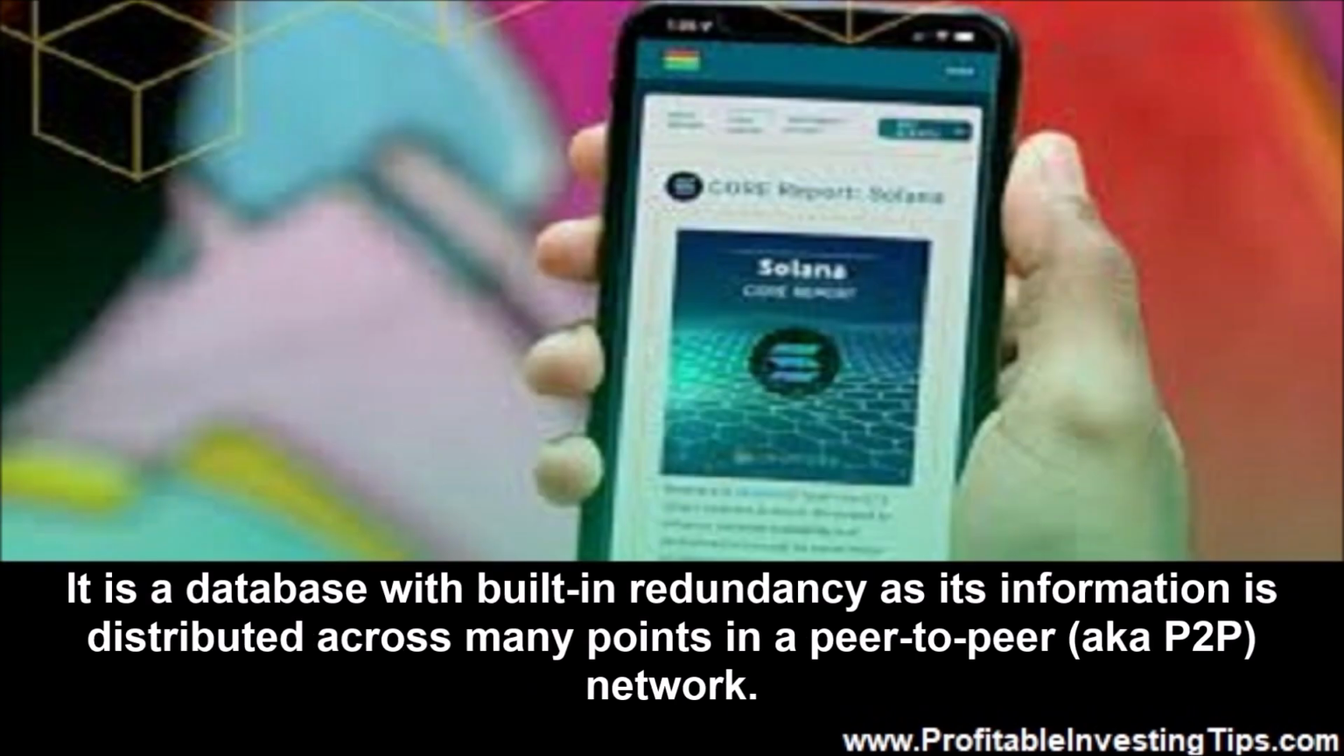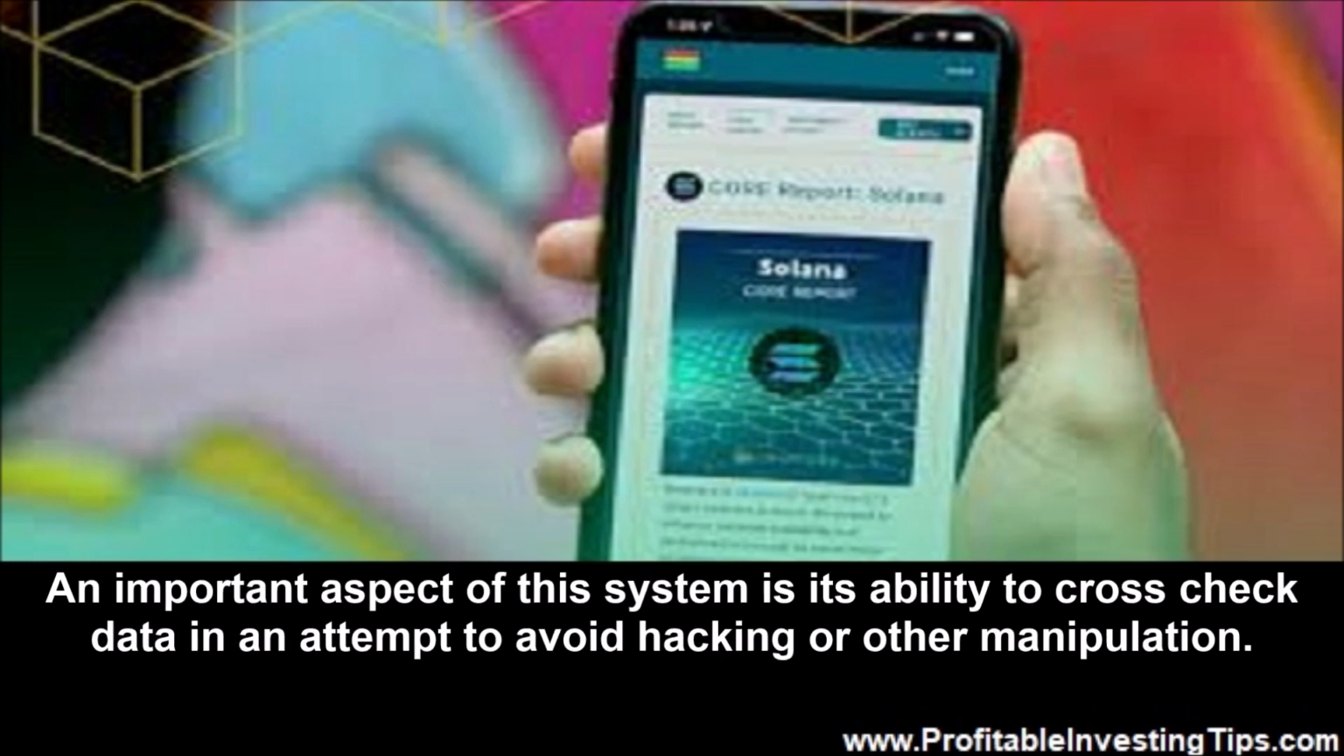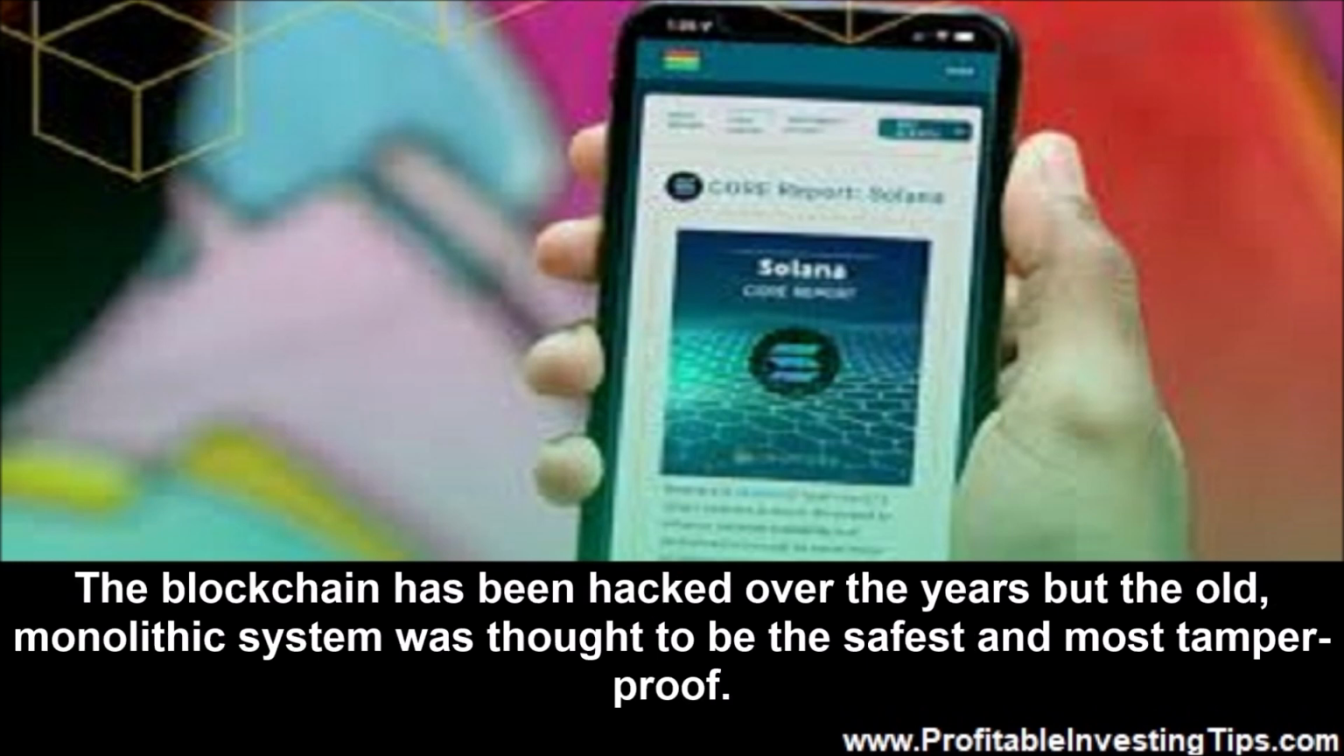It is a database with built-in redundancy, as its information is distributed across many points in a peer-to-peer, also known as P2P, network. Thus, there is no one point in the system where someone could change information to rob someone or otherwise distort the old information in the system. An important aspect of this system is its ability to cross-check data in an attempt to avoid hacking or other manipulation. The blockchain has been hacked over the years, but the old monolithic system was thought to be the safest and most tamper-proof.